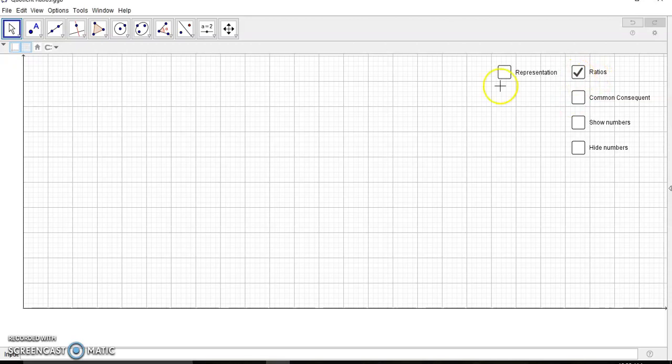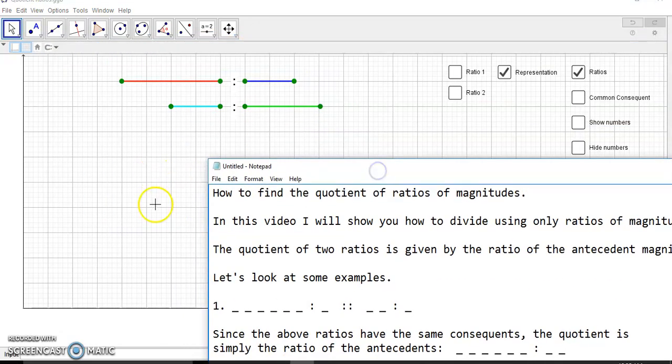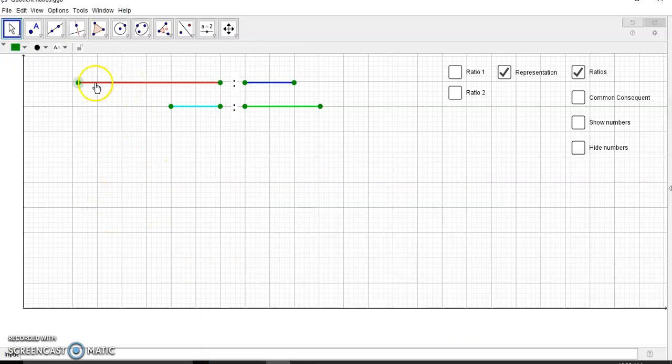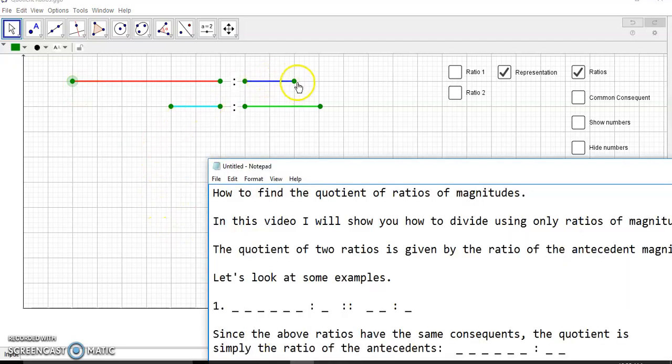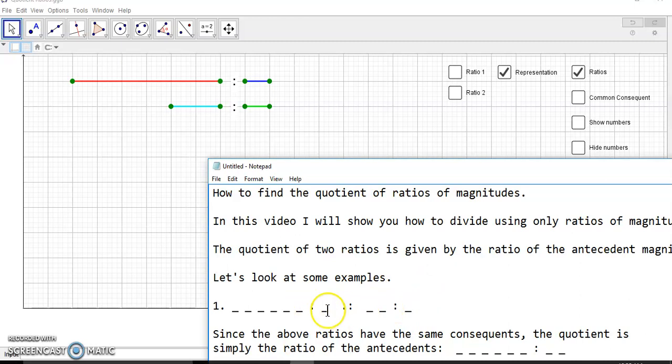So let's look at a few examples. If we have two ratios, and I've got a little reference here of the examples I want to do, the first ratio is going to be this ratio, and the second one is going to be this ratio. So we've got two ratios, this ratio here and the bottom ratio, as you see over here.